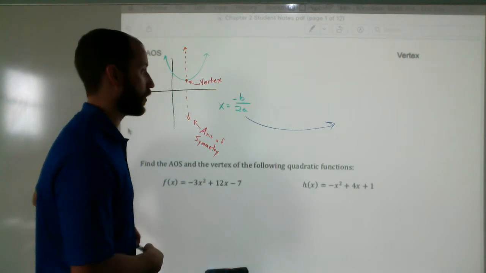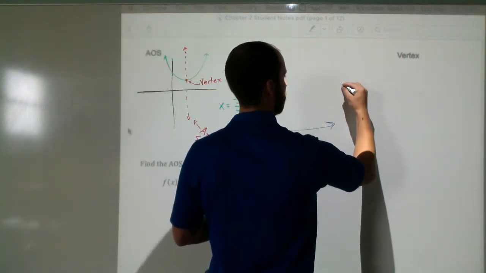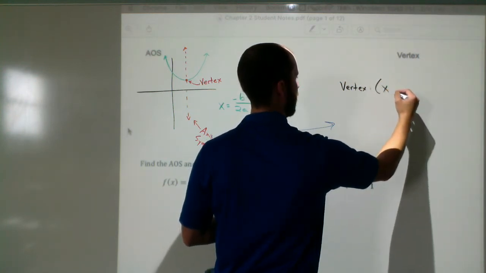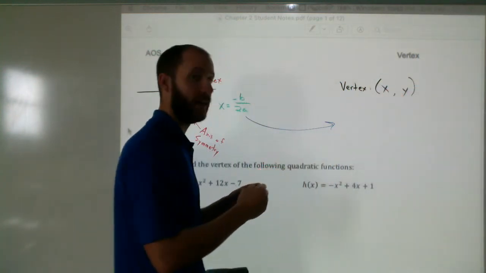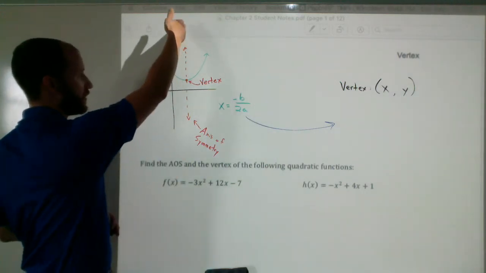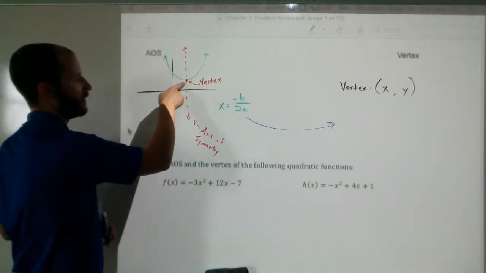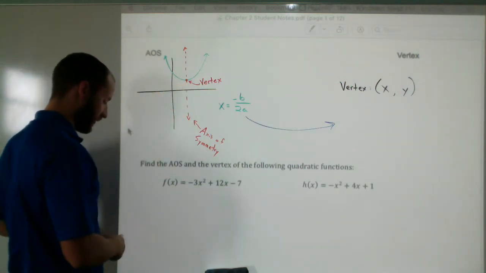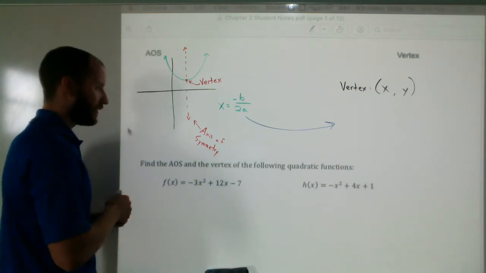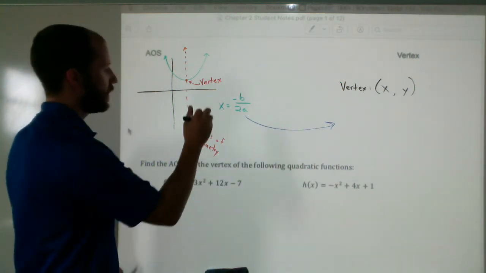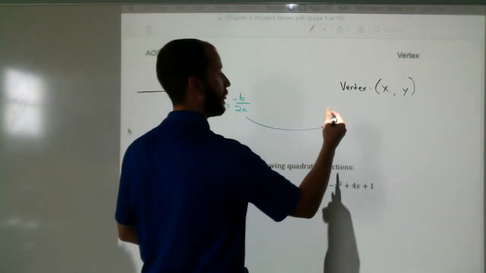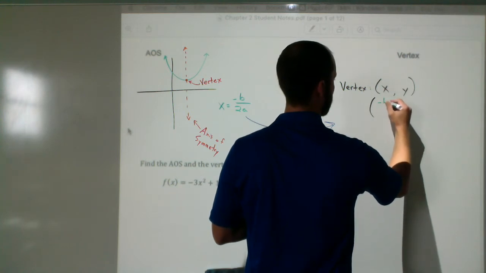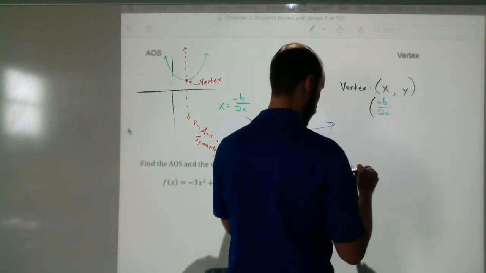Now the vertex is an ordered pair. So your vertex has coordinates x, comma, y. Well, the axis of symmetry hits the quadratic curve at the vertex. So that means that the x-coordinate of the vertex is also the x-coordinate from the axis of symmetry. So our vertex has an x-coordinate of negative b over 2a.